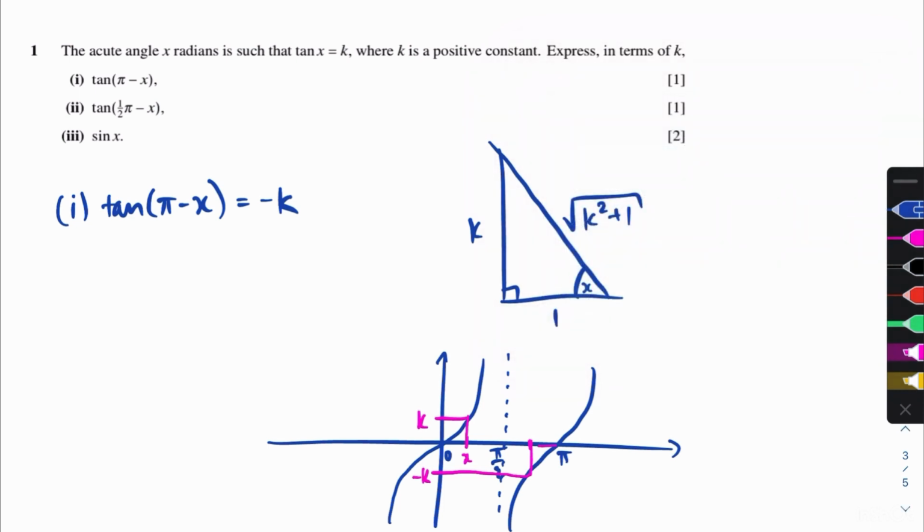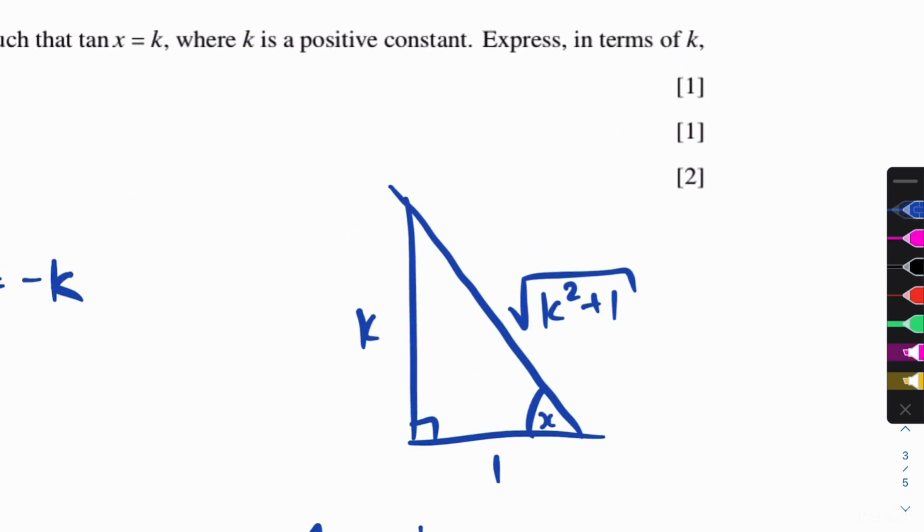Now for part 2. Find tan(pi over 2 minus x). Cool, so this is where the triangle comes in. Since it's a right angle triangle, this angle and this angle would add up to 90. And we know that 90 degrees is pi over 2. And this angle would be 90 minus x, which means we can call it pi over 2 minus x.